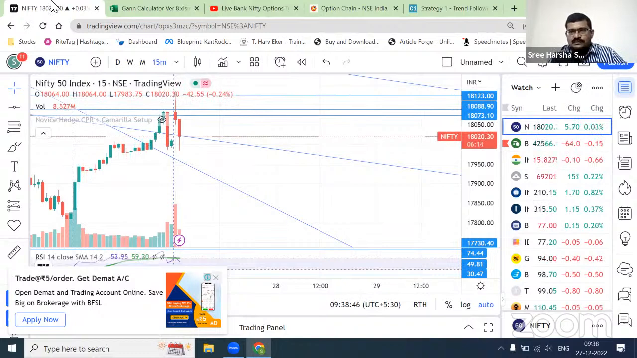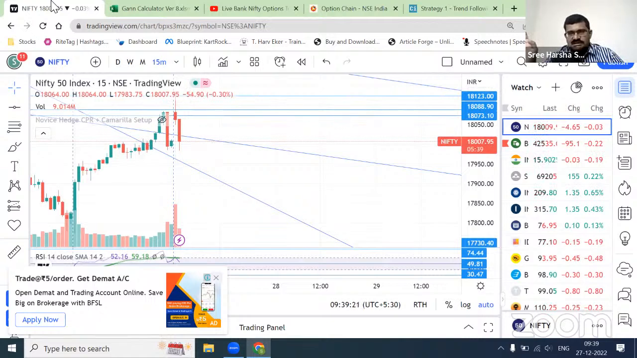On the option front, whoever wants to look at it, the 18,000 call and the 42,500 call is what you can probably look at. This is not advice. This is as per the GAN calculator, what I am showing you are the levels. And at this point of time, it's very essential that the stop loss is today's low on that particular option. If it hits, you have to compulsorily exit.